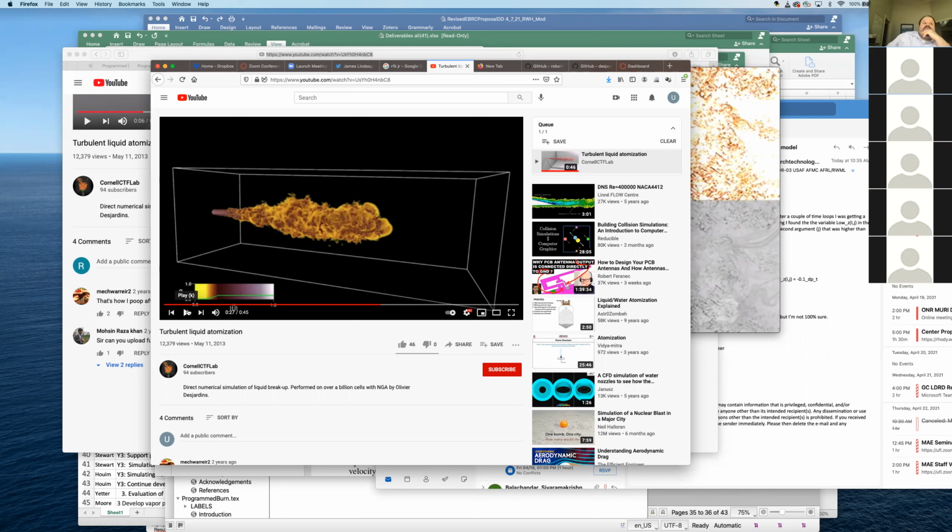Yes, fundamentally turbulence is part of the Navier-Stokes equations themselves.